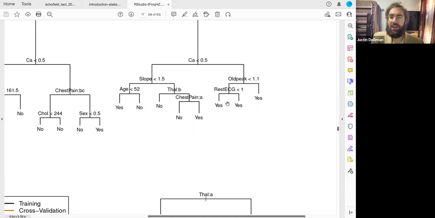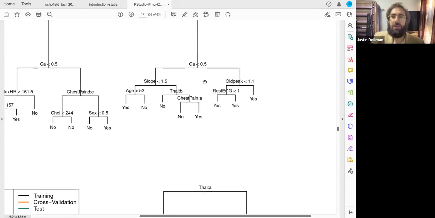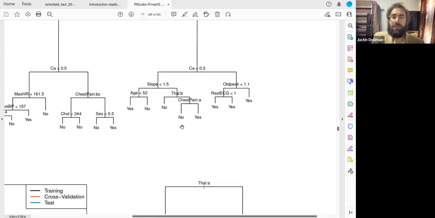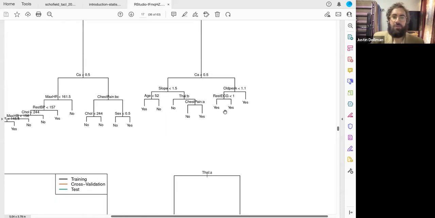But let's just focus on these two leaf nodes here, where resting ECG is less than 1. So the split is to the left for less than 1, and here greater than or equal to 1. Now, you might think, why in the world would a split happen where I'm predicting the same thing on both sides? You can imagine erasing this split, removing the internal node, and the classification error would not change because it's going to predict yes either way. So why does this happen?